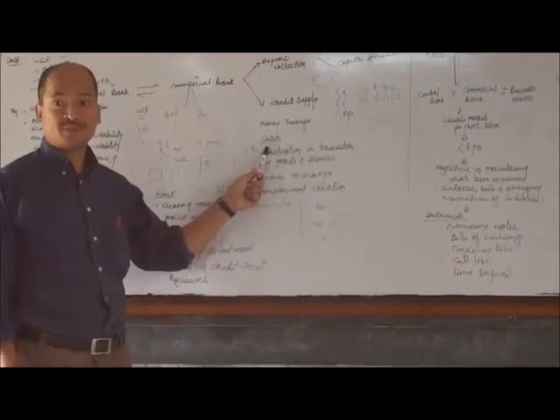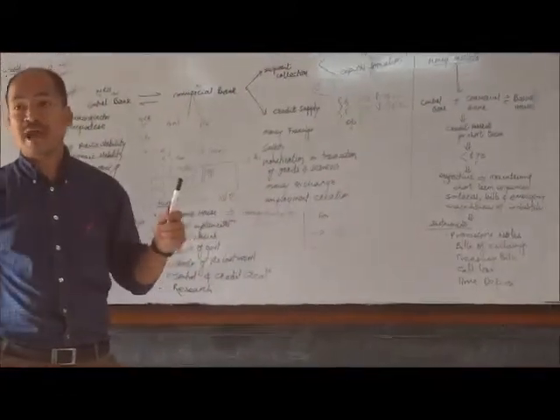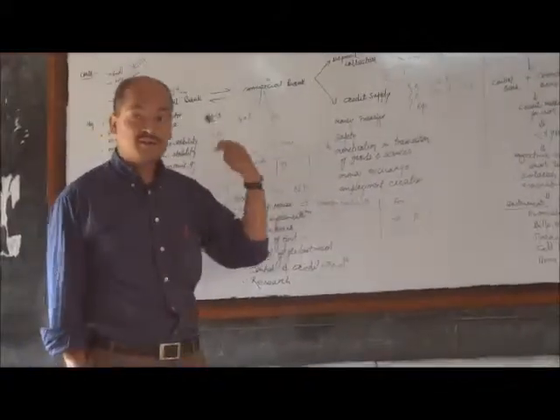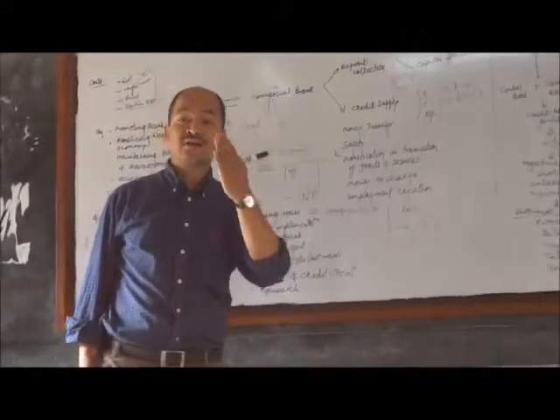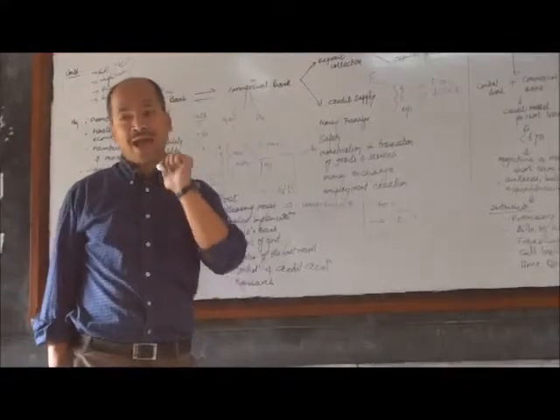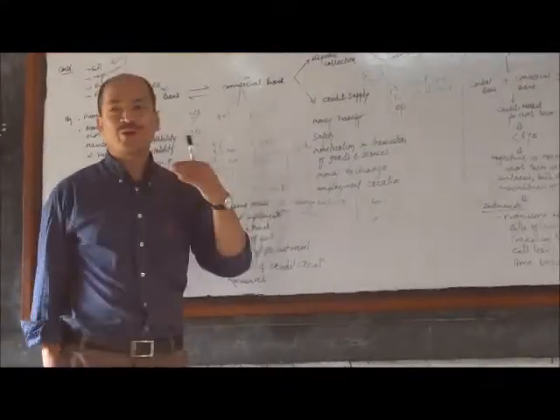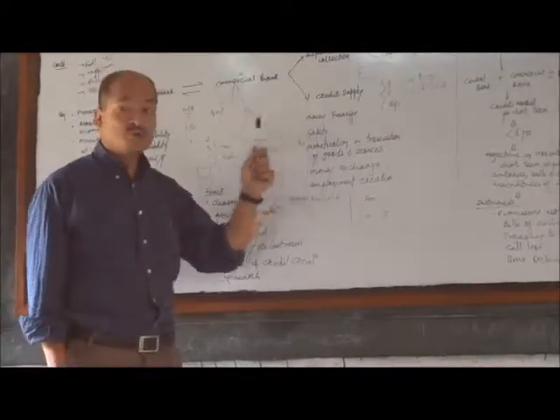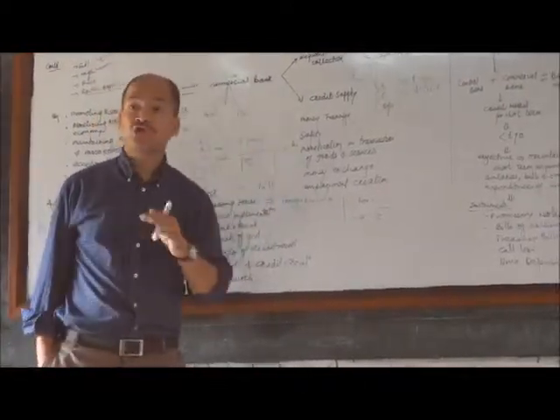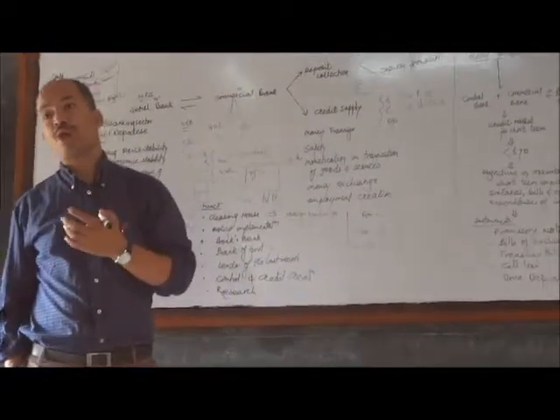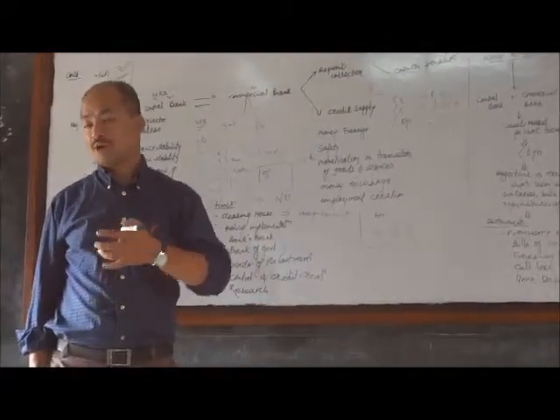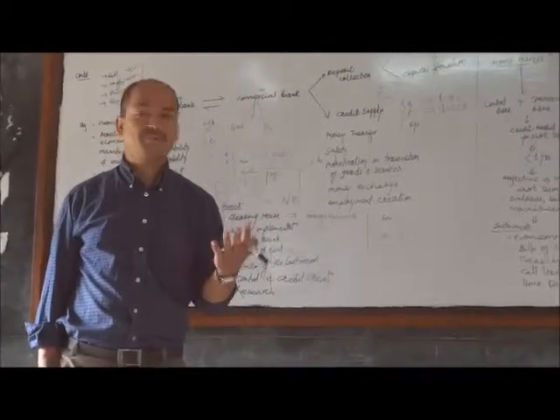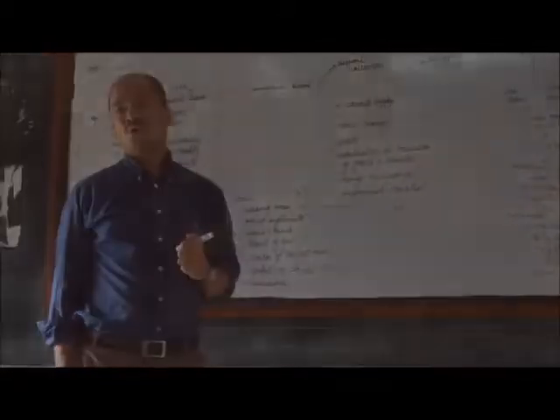Another is safety. If you hold the money, what will happen? There is a problem of insecurity. If you keep the money in the bank, you can get a certain percentage as interest, and you also get security. Another one is that the commercial bank also provides a locker system. If you have ornaments or valuable ornaments and keep them in the house, what will happen? There is a problem of insecurity.